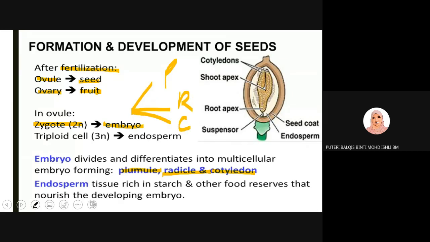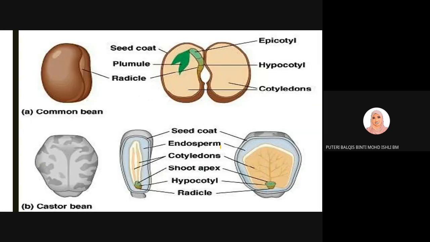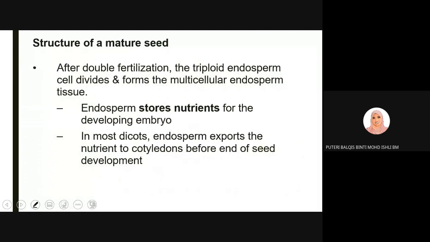Alright, the triploid cell, which is the endosperm, will serve as food storing tissue. This is endosperm. Alright, okay, so now kita tengok, inilah plumule, radicle, and cotyledons. So embryo akan differentiate to form plumule, radicle, and cotyledon. Okay, after double fertilization, the triploid endosperm cell divides and forms the multicellular endosperm. Okay, endosperm akan store nutrient.